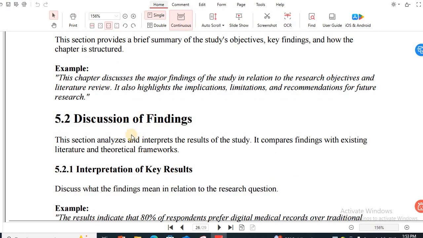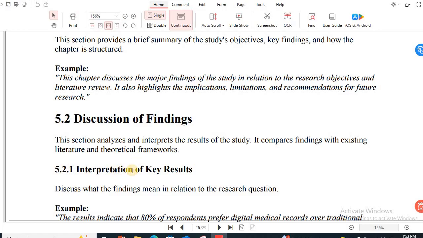Okay. 5.2, Discussion of Findings. In this section, you analyze and interpret the results of the study. It compares findings, existing literature, and theoretical framework. You are going to tell what you found during this study.